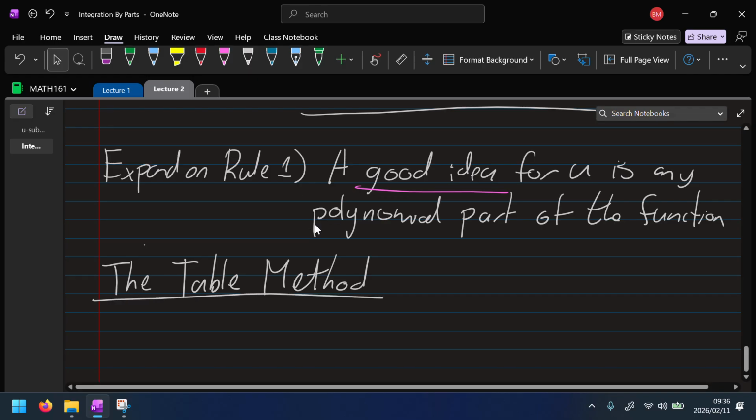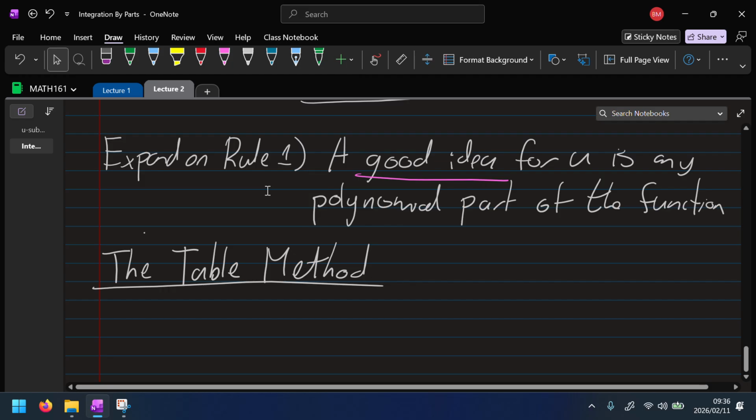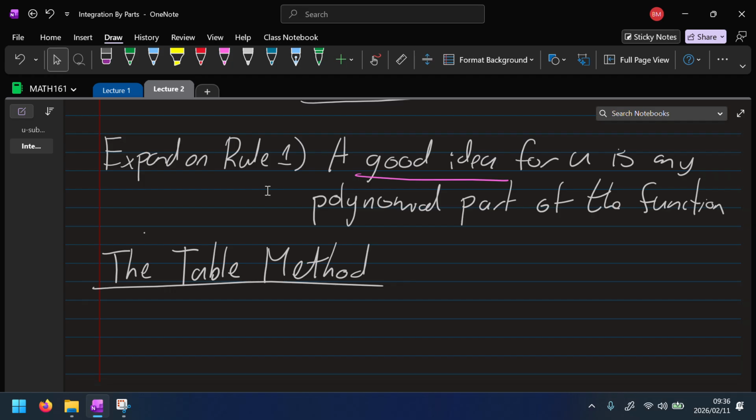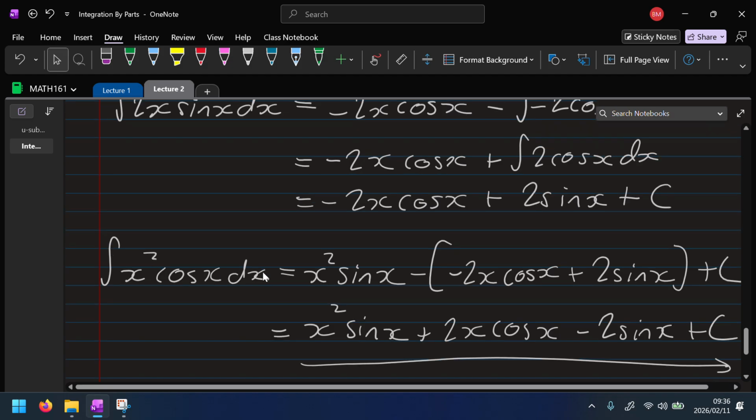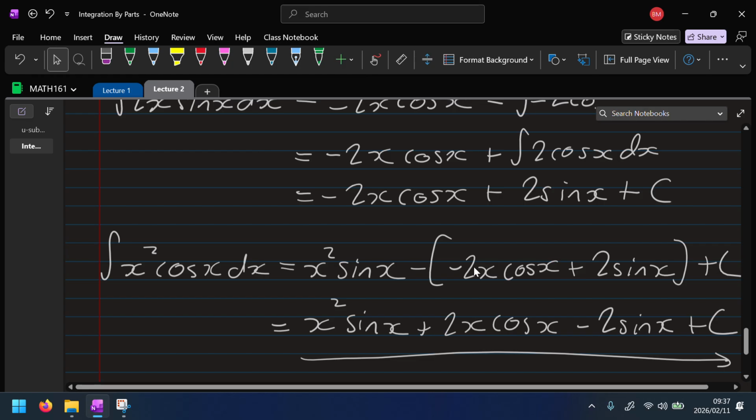Okay. So the table method is very useful when you can see that you're going to be doing integration by parts multiple times. If you're only going to do integration by parts once, it doesn't give you any advantage. If you're going to do it 2 or more times, it's quite helpful. So we're going to do this table method for this example here, where we had to do it twice. And we'll see it makes it look quite a bit easier.